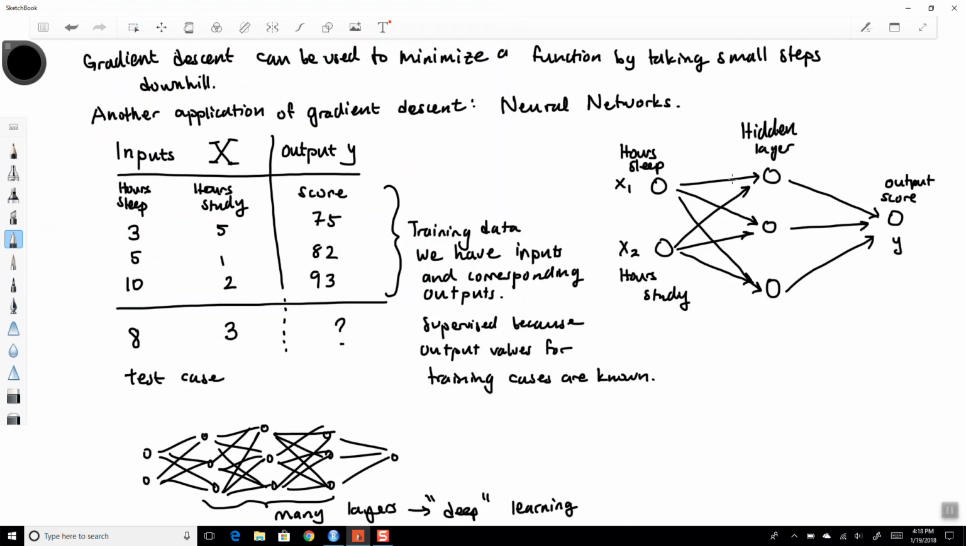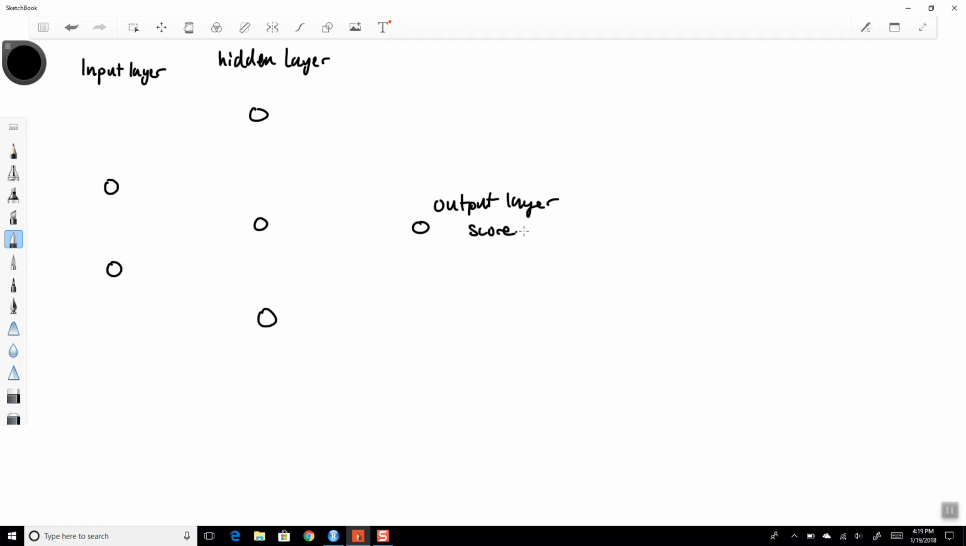The inputs go in, we do some stuff, and then we process, and then we go forward. Okay. So let me just redraw this here. So this will be our input layer. So we've got our input layer, our hidden layer, and our output. Okay, it could be an output layer, but here it's just our score y.